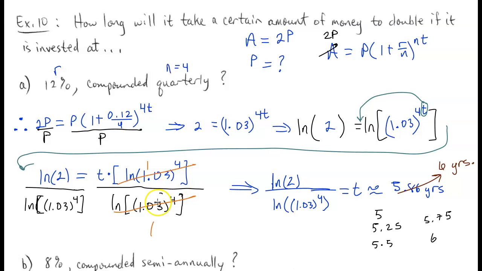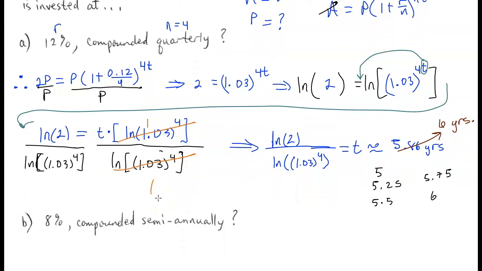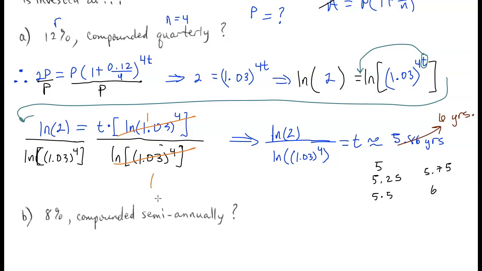Okay. All right. So let's move on to example B. So it's kind of the same setup. The one thing that's different now is that we're compounding semi-annually, and the annual interest rate is 8%. So again, we start off with 2P equals P times (1 plus 0.08 divided by, since it's compounding semi-annually, n is 2), and that will be raised to the 2t.